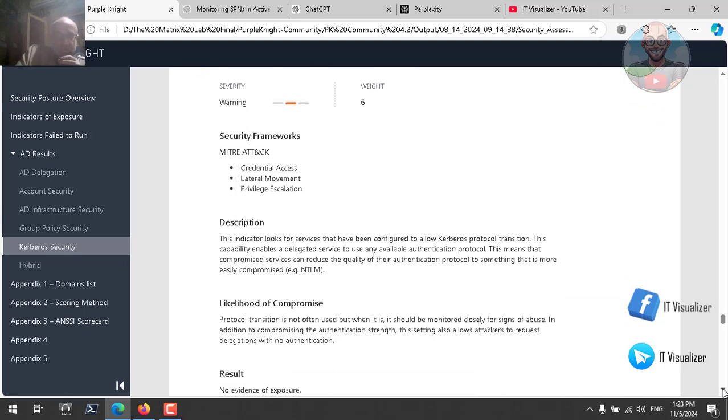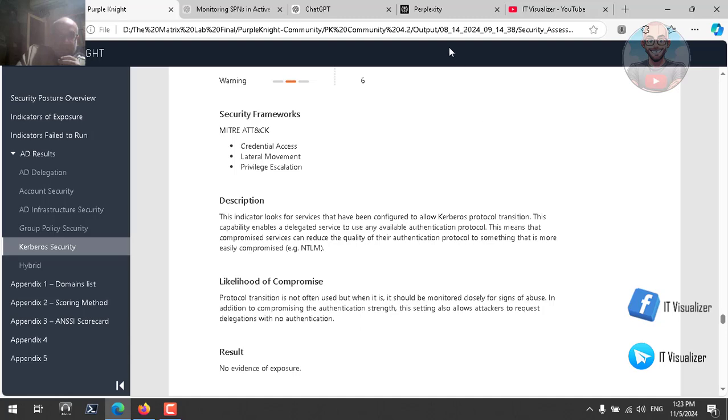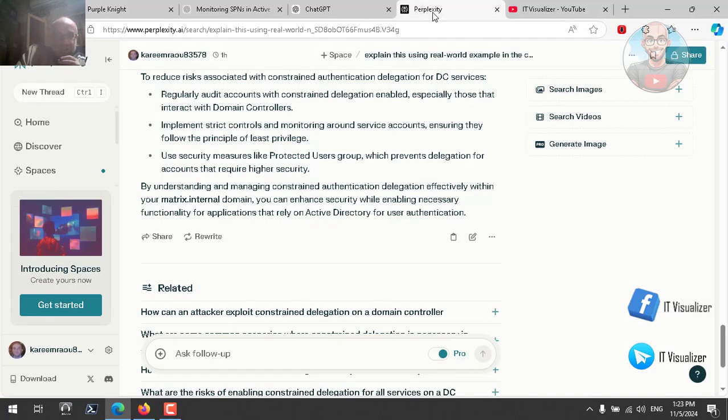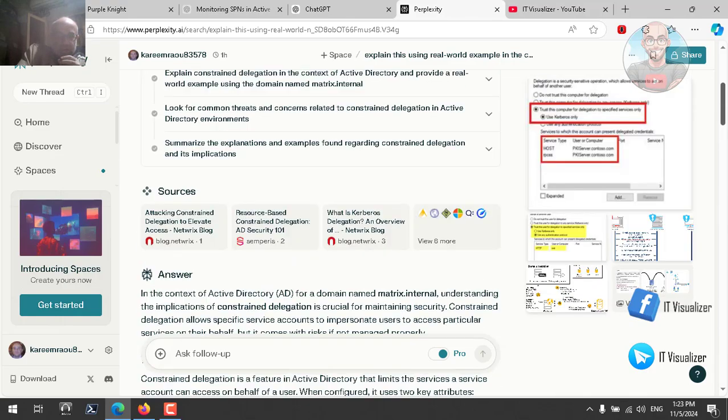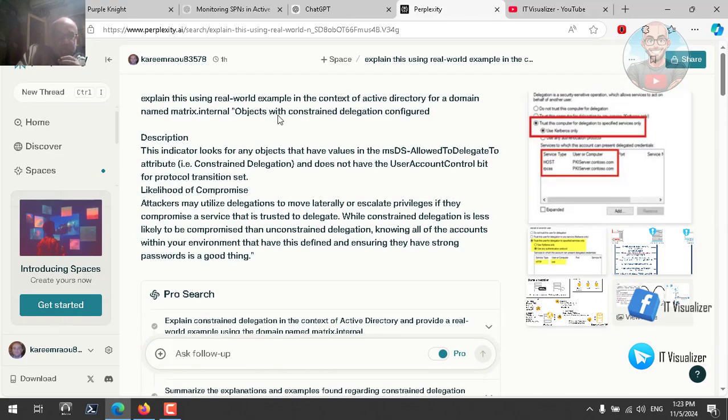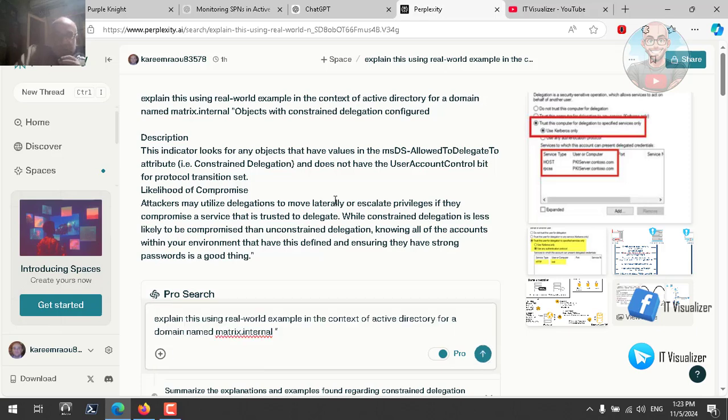So we need to have an example to talk about this situation. If we go and ask Perplexity, but first we need to have the prompt. Here is the prompt. We can go there and ask it to use a real world example, and then we put the prompt.